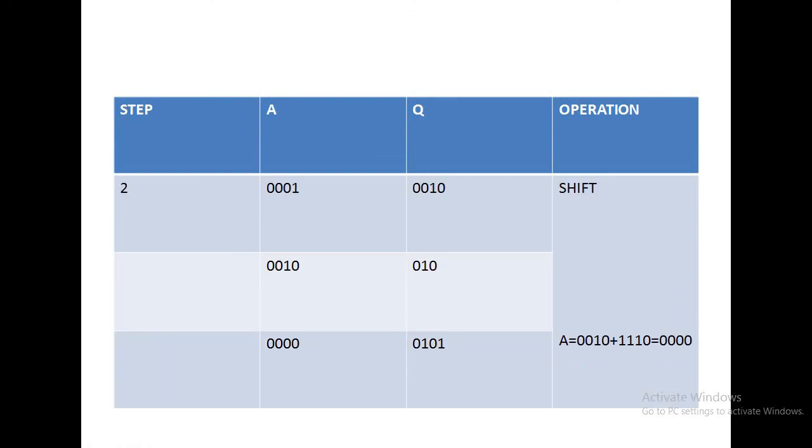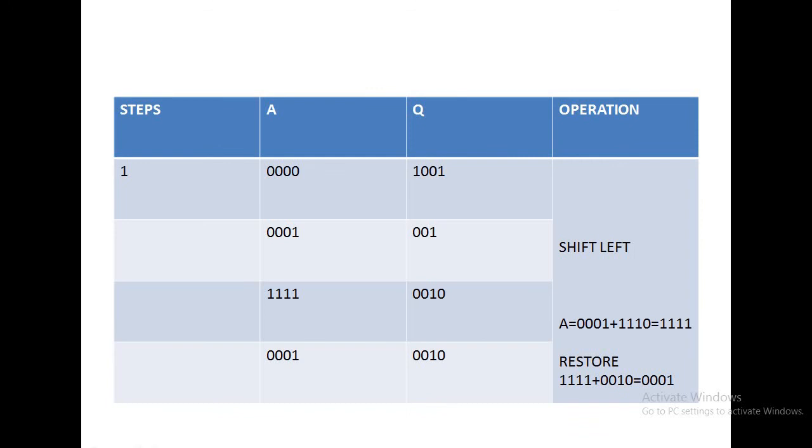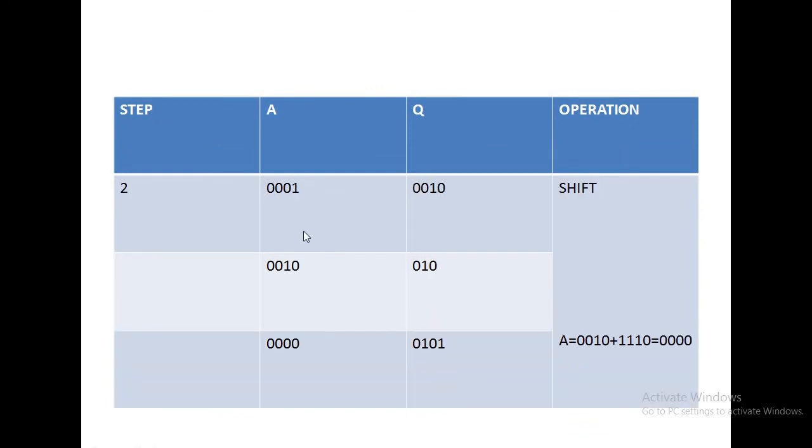Then what is step 2? I am writing this value 0001, 0010. First step is shift. To shift the operation, this 0 is lost. If I apply left shift operation on this A value, then this 0 value is totally lost. This 0 comes here, this 0 comes here, this 1 comes here, and this 0 shifted and comes here. Then this 0 comes here, this 1 comes here, this 0 comes here.